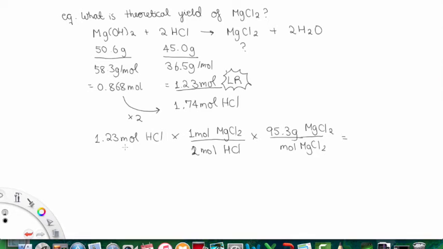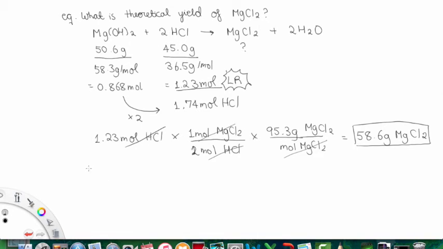Let's make sure that all of the units cancel out: the moles of HCl, the moles of magnesium chloride, and we end up with grams of magnesium chloride. 58.6 grams of magnesium chloride. Awesome, so this is the theoretical yield, basically the maximum amount that you can get in this reaction given this amount of magnesium hydroxide and this amount of hydrochloric acid.